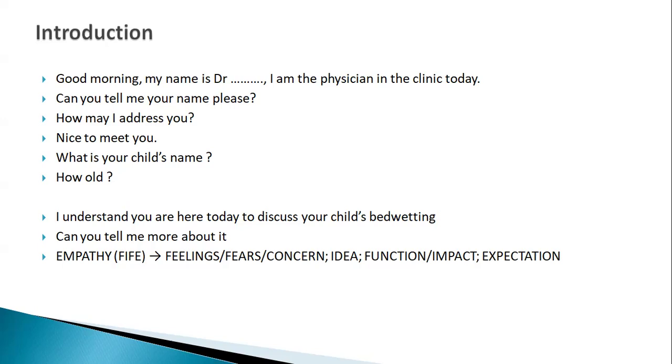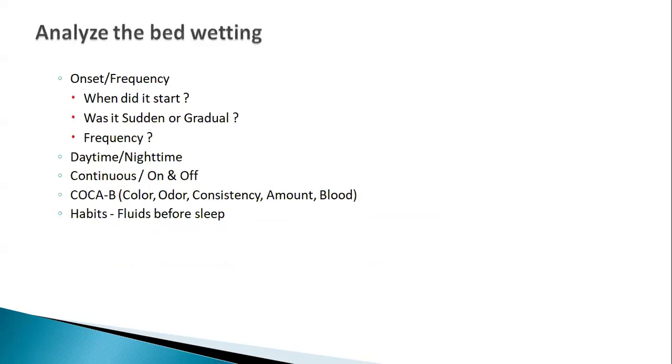So once we have completed the introduction, the greeting, the names and age, then we want to know more about the condition, we want to analyze it. We want to know about the onset. When did this start, for instance? Bedwetting could have started since birth. We want to know about the frequency. So examples of questions that we can ask: when did this start? Was it sudden or gradual? How often does the child bedwet at night?